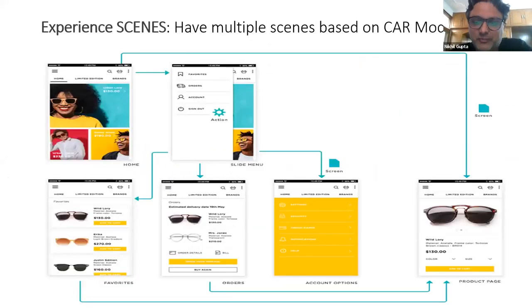For example, in this experience scene, we saw the persona of this woman, right? And now I'm showing you the flow. So maybe we see that she always likes to add whatever she likes. She doesn't buy instantly. She adds it to her favorite. It is a behavioral dynamic.